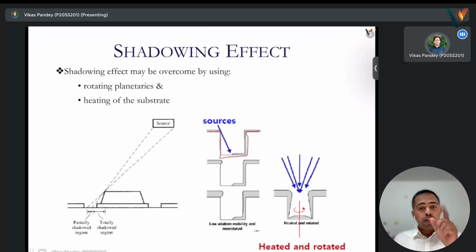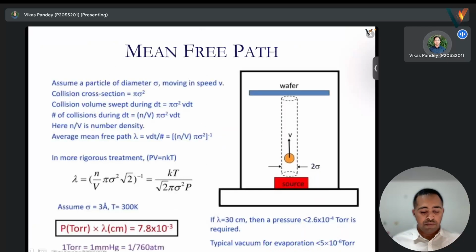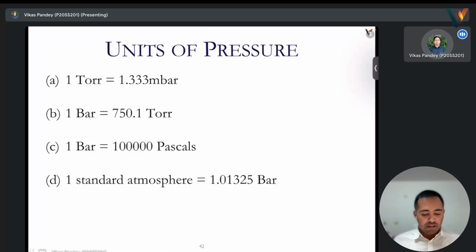Okay, so what is done is that to get a uniform coating, it is heated and rotated. The substrate is heated a bit and rotated so that good adhesion is there, as well as we get uniformity in it. That results in good uniform deposition. Okay, and this shadowing effect can be overcome. Okay, mean free path, let's know.